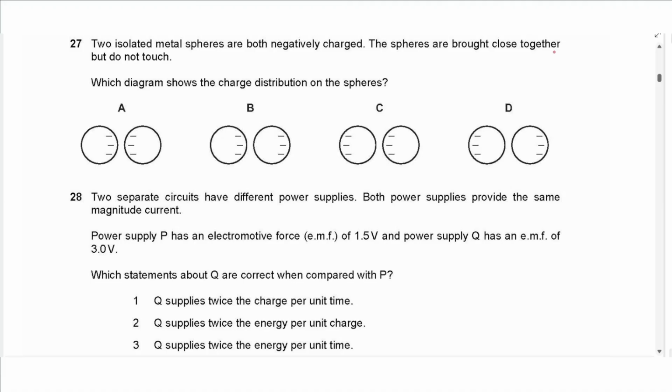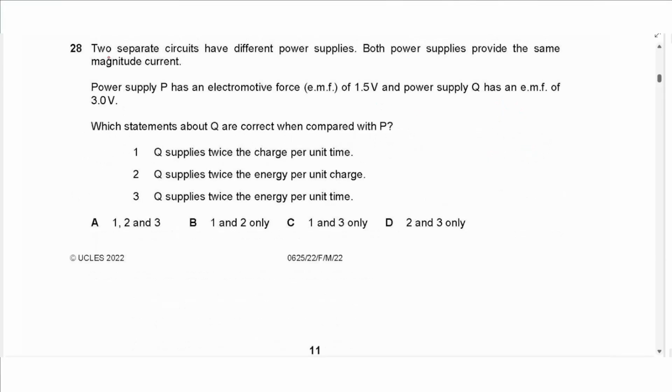Question 27 says two isolated metal spheres are both negatively charged. The spheres are brought close together but do not touch. Which diagram shows the charge distribution on the spheres? So negative charges are like charges, so like charges repel. So the answer is D. They go far apart.